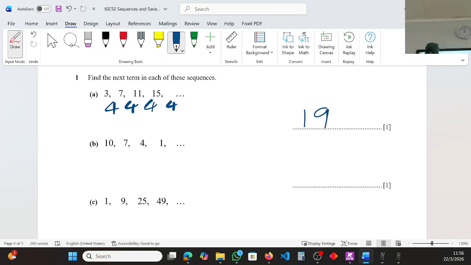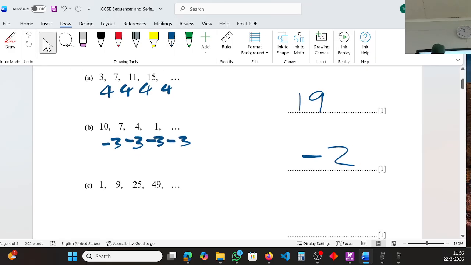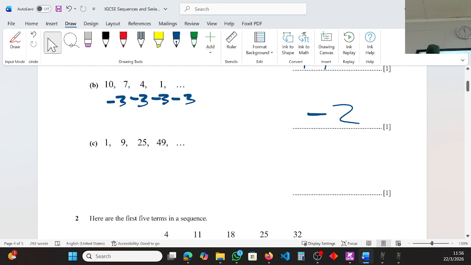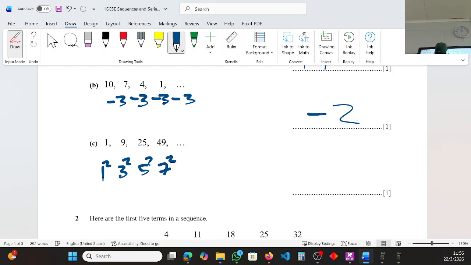Let me check this one. Here it looks like we are subtracting 3, and we're subtracting 3 all the time. So it ends up being 1 minus 3. So the next term is going to be negative 2. Then the next pattern looks slightly different. I start with 1, 9, 25, 49. It looks like these numbers are square numbers. If I check carefully, we started with 1 squared, then we went to 3 squared, 5 squared, 7 squared. It looks like next it will be 9 squared, giving us 81.